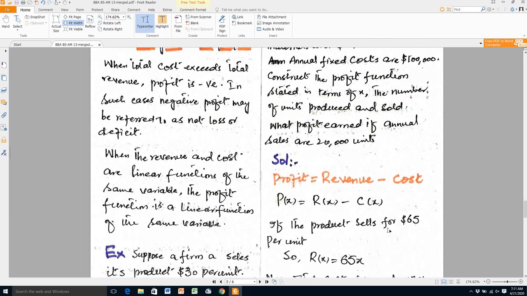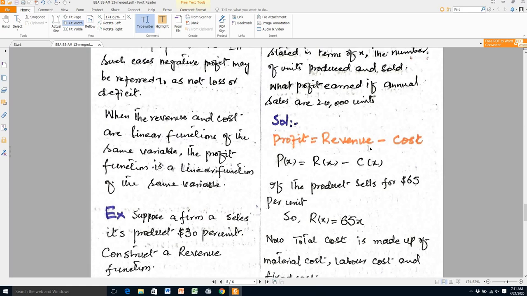Its solution: profit is equal to revenue minus cost. We know its general mathematical form is P of x equals R of x minus C of x. Here the profit is based on units, where x represents the units. R defines the revenue based on the units, and C represents the cost based on units.